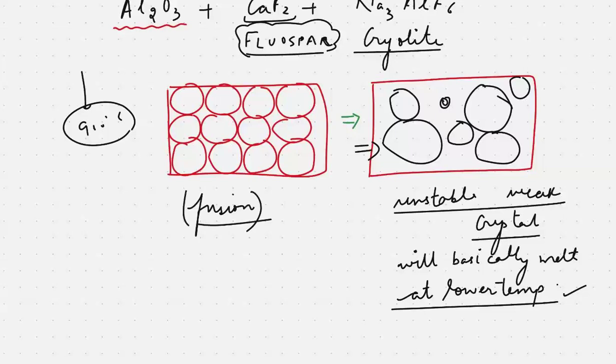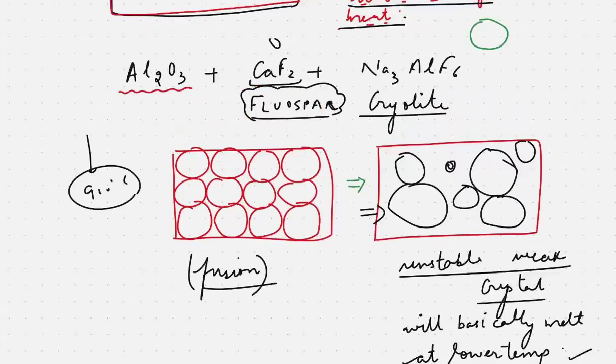Fusing it with another material, we make sure that all the temperatures, let's say the CaF2 temperature, will definitely be lesser than the Al2O3 temperature. The melting point of CaF2 will be lesser. Na3AlF6 will be lesser. Yes or no? Yes. Any doubts in this? So what does that mean, ma'am?